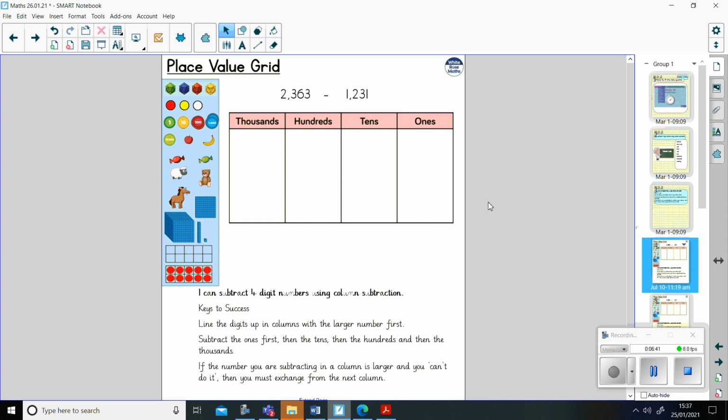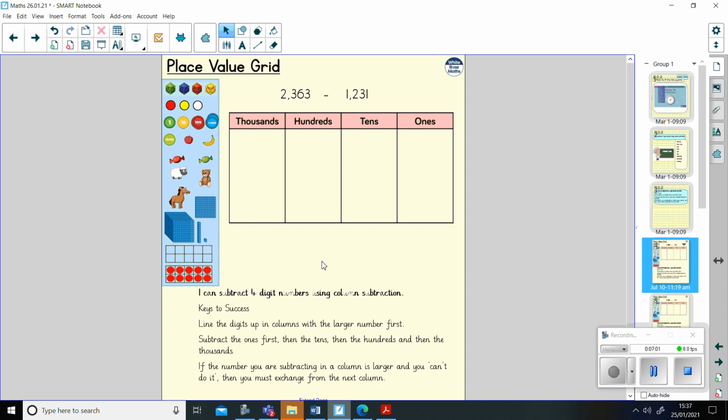So remember, if you need this place value grid, there is one uploaded into the Teams area. And if you want to use some bricks at home, some Lego, or maybe make some counters, then you can do that. You could always print the grid and draw some on for yourself as well. Just draw the counters on.